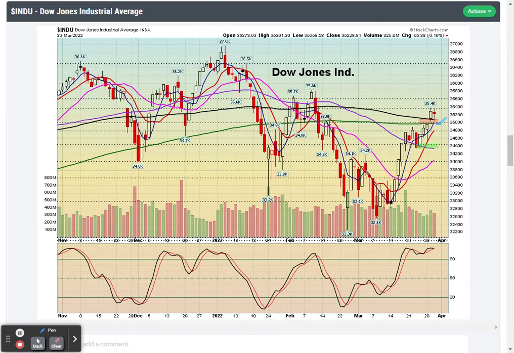A dip below this level could be a short. If it can stay between this level and this level for a session or two and then push above this level, it could be a good long again. Yes, again. I will be watching these two levels very closely for the next couple of sessions.